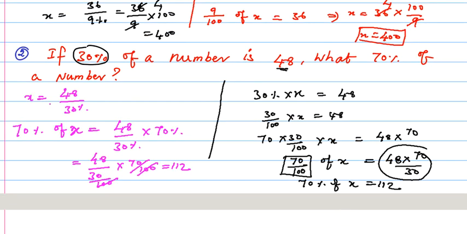Here I have applied the previous formula. x is nothing but a number, and here the value and the rate percentage are given. So I applied the formula: x is equal to 48 by 30 percentage. The question asks you to find 70 percentage of the number, so I multiplied by 70 percentage on both sides. After simplification you get the same value, 112.